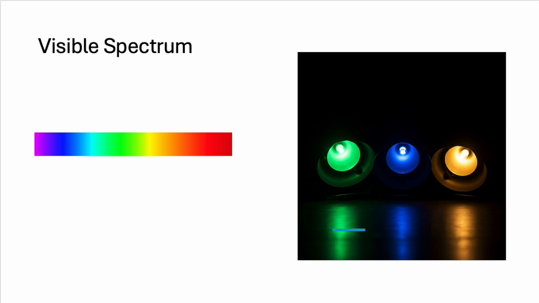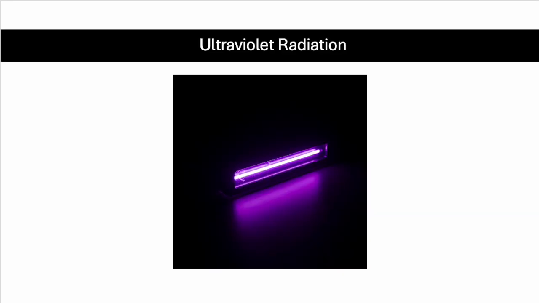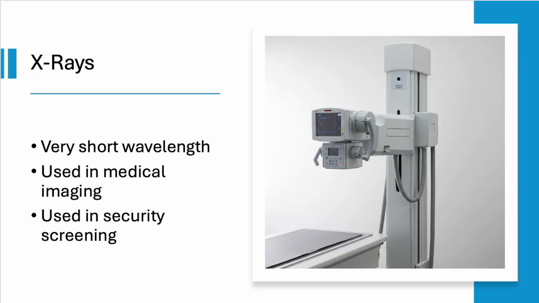Ultraviolet radiation. This type of radiation is invisible to the human eye and can be harmful to our skin. This is the type of radiation that's responsible for getting a sunburn. X-rays. These have very short wavelengths and high frequencies. They're used in medical imaging and security screening.